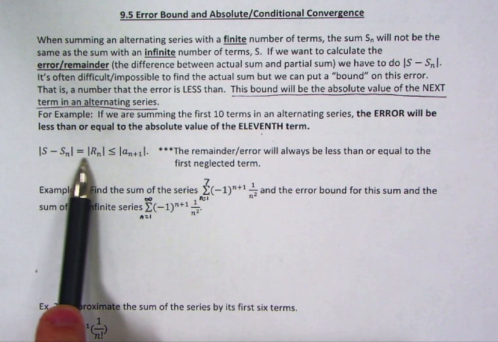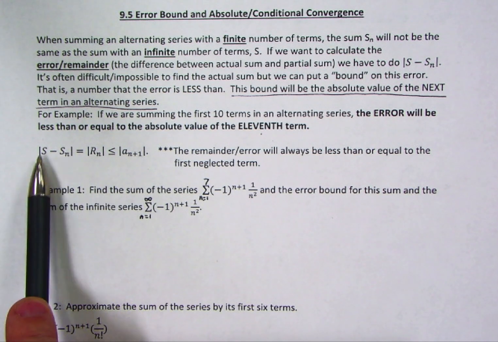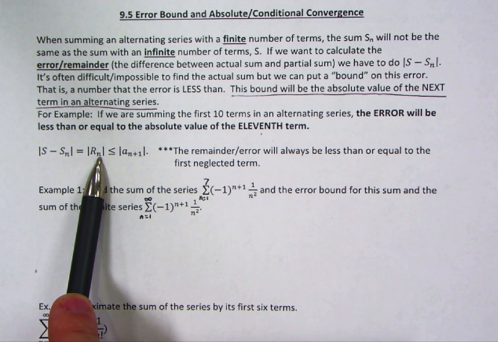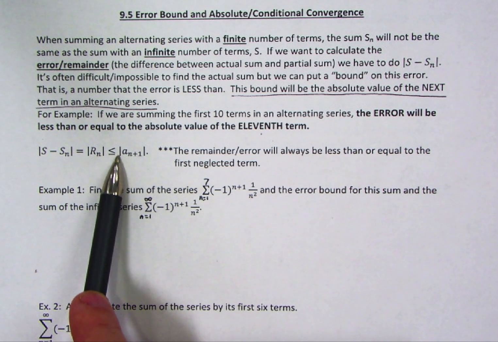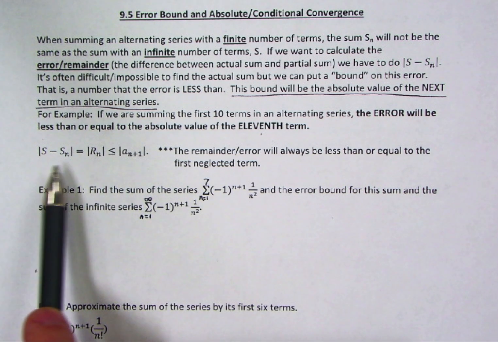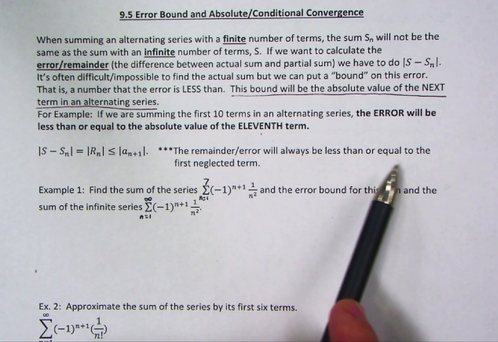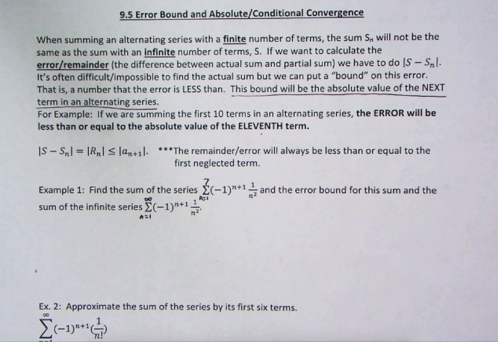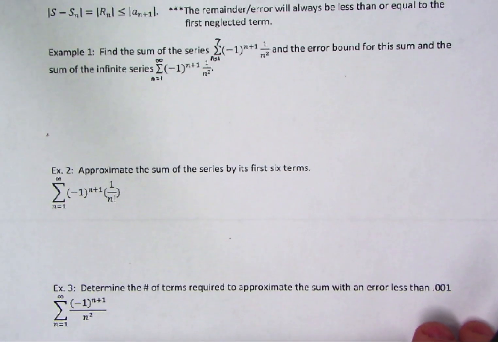And that's what this notation is saying right here. So this is standing for the difference between the actual sum and the sum you got. That's also known as the remainder. And that value is less than or equal to the absolute value of the next term. That's what this notation is standing for right here. The remainder or error will always be less than or equal to the first neglected term, the next term. All right, so let's kind of do a few examples to make this make sense.